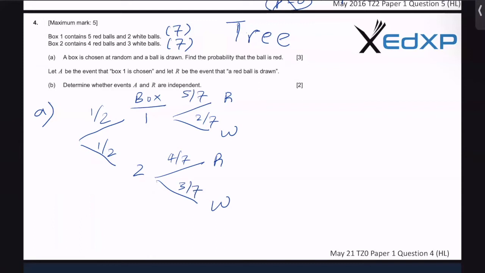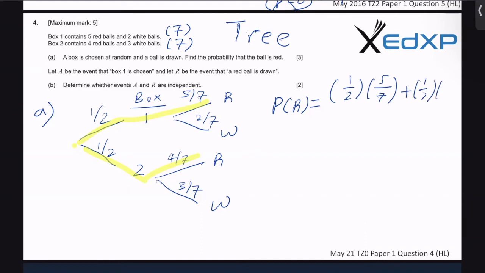Find the probability that the ball is red. We have to add these 2 branches. Using the addition and multiplication principle, it's half times 5/7 plus half times 4/7. So that will be 9/14. That is the answer for part A.